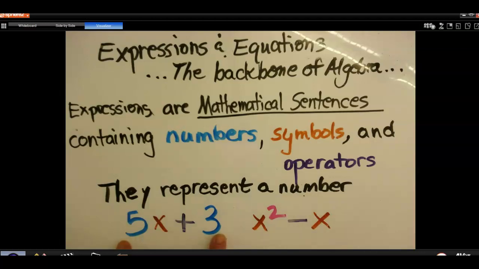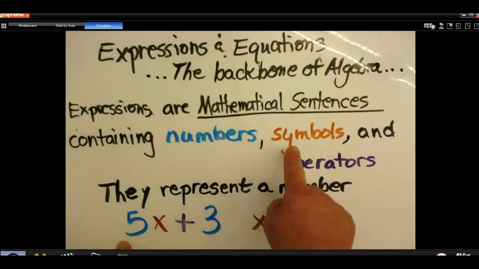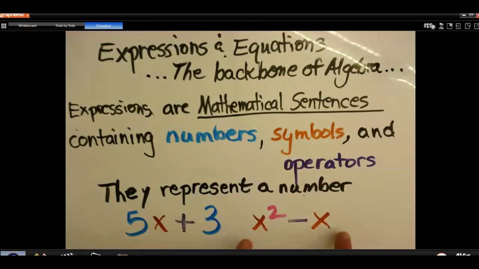Here's an example of one, 5x plus 3. You can see I color-coded it. And here's another one, x squared minus x. So let's take a moment to break these down, because as with all mathematical structures, they contain parts that have names. So let's begin to be able to use those names.